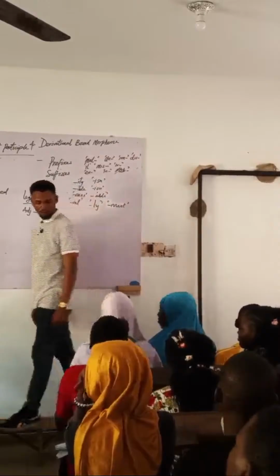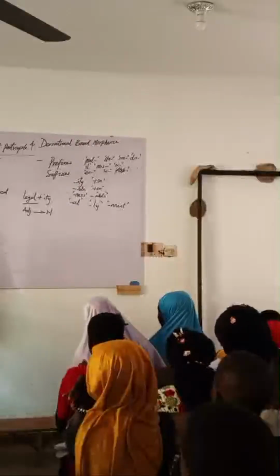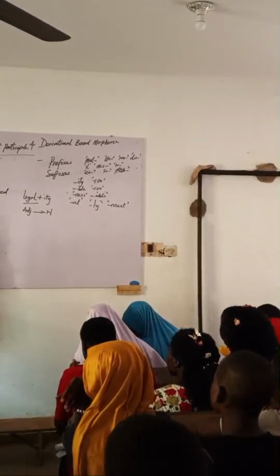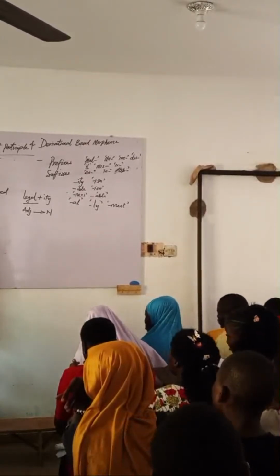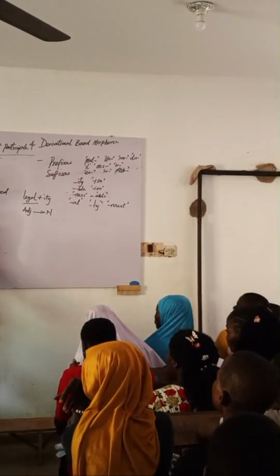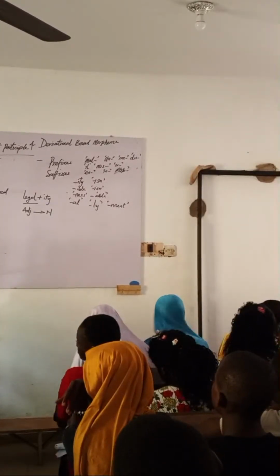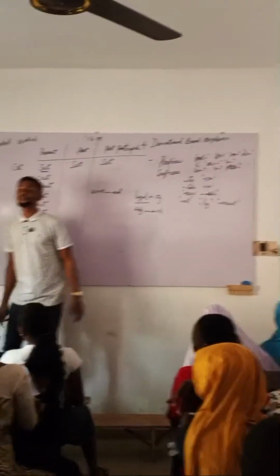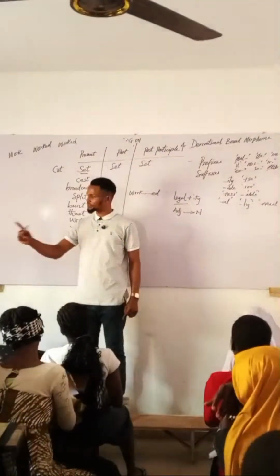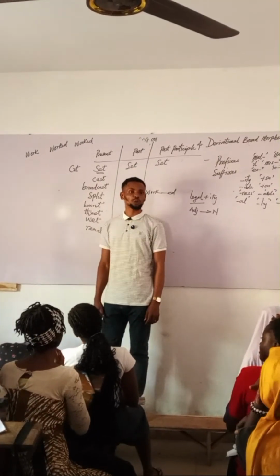Regular, irregular. Proper, improper. Like and dislike. Discipline, indiscipline. Manage, mismanage. Function, malfunction. Justice and injustice. Nutrition, malnutrition.